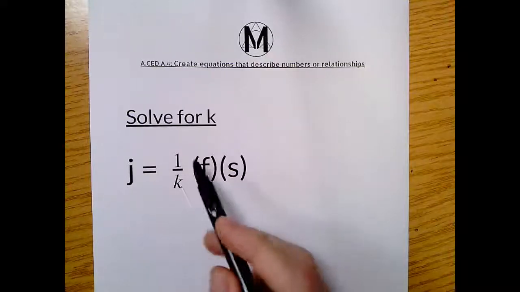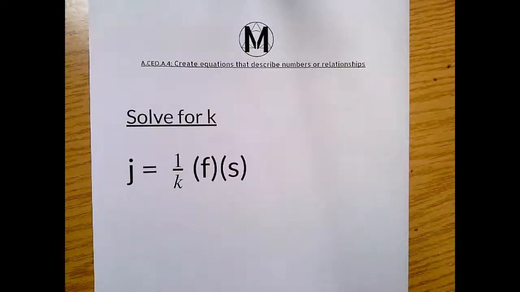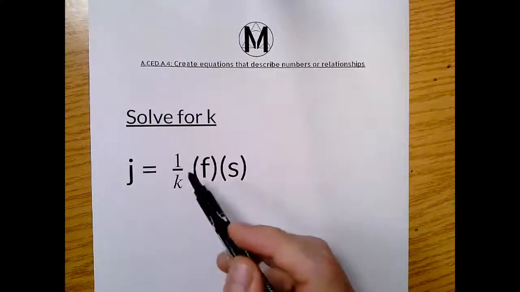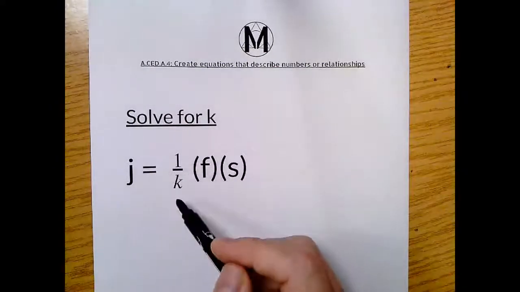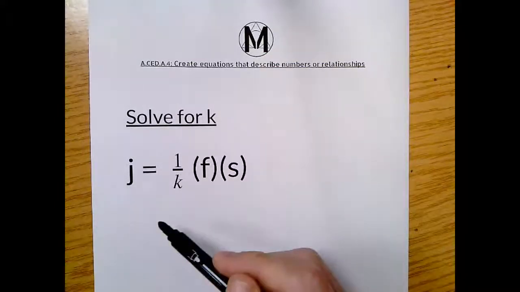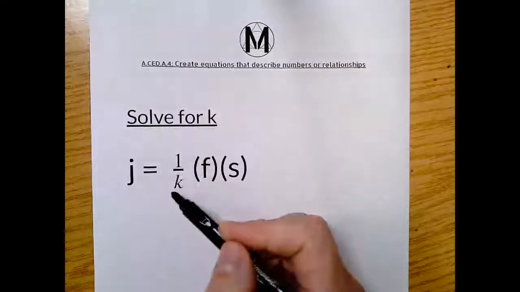If we're looking at this k, the way I personally would want to tackle it is to get that k out from underneath that fraction. Right now it's 1 being divided by k. So what I can do is multiply both sides by k, and that'll give me a k over here, and that'll make these k's cancel.